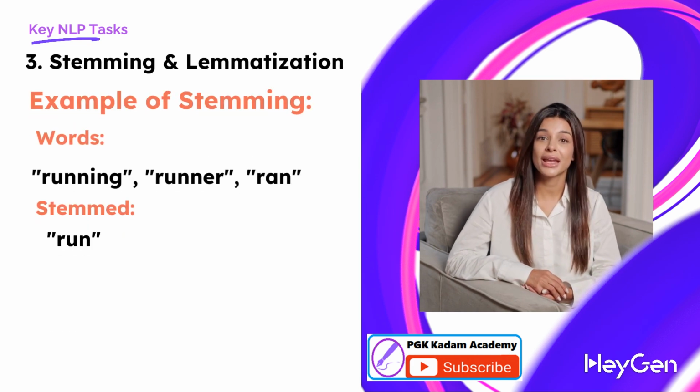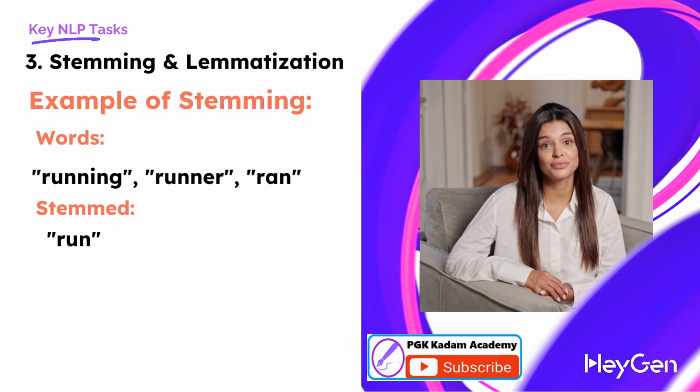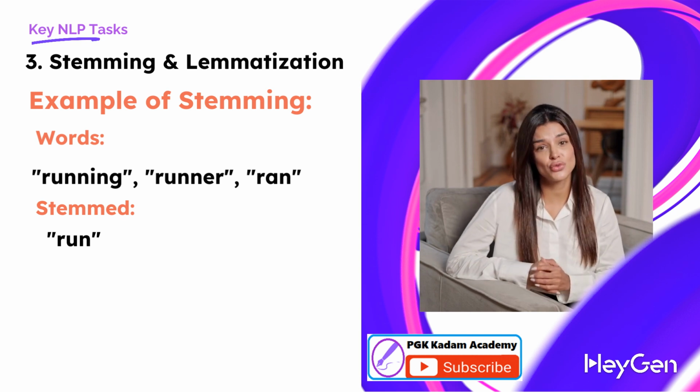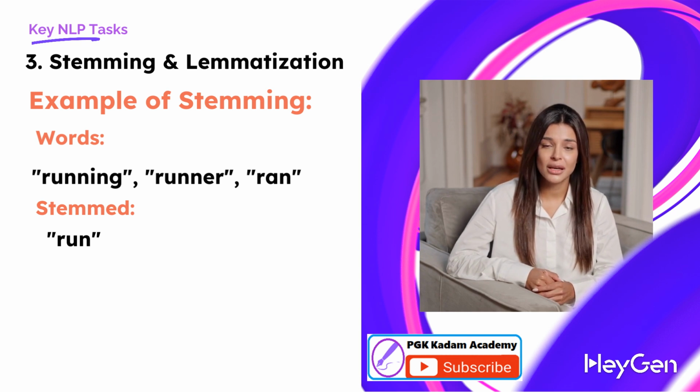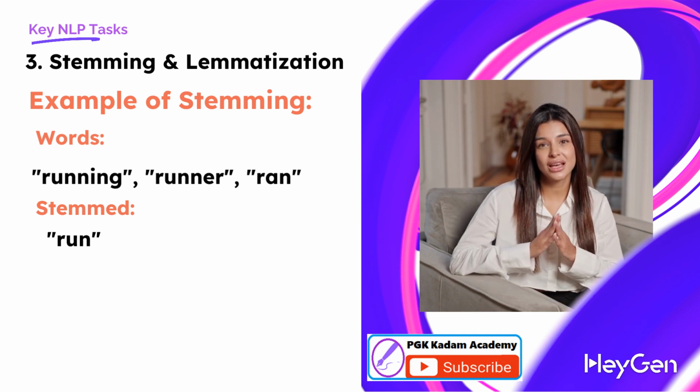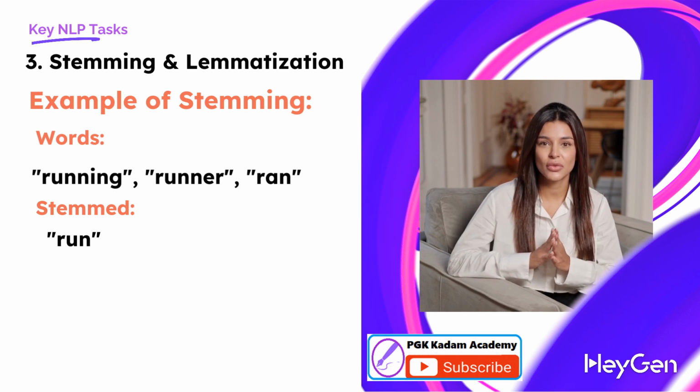Third key task of NLP: stemming and lemmatization. Both processes reduce words to their base or root form. First, in stemming, it cuts off prefixes or suffixes to obtain the root form, which may not be a valid word. Let's see an example of stemming. Words: running, runner, ran. Stemmed: run.